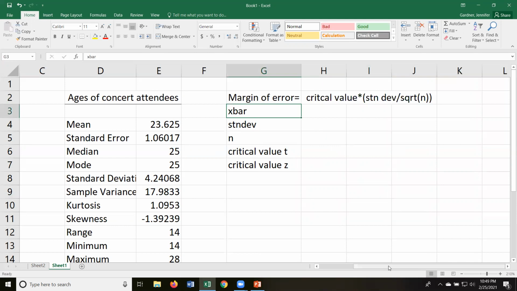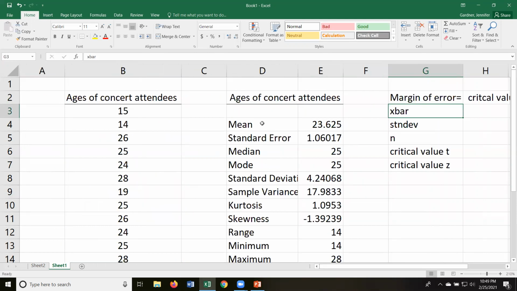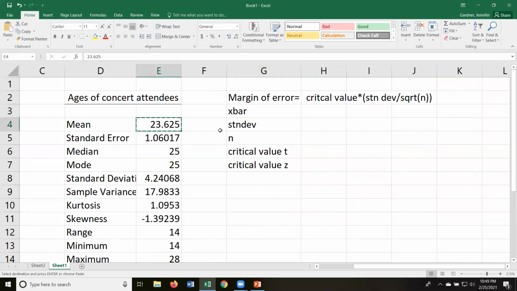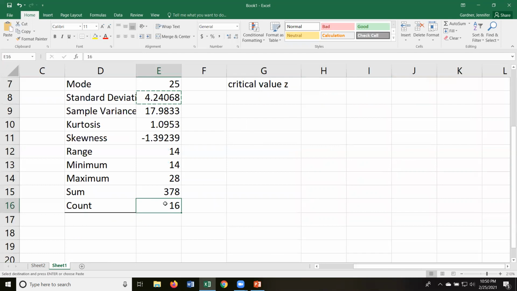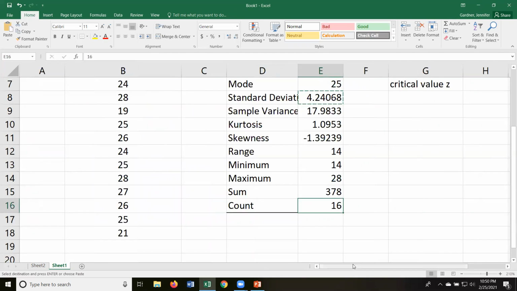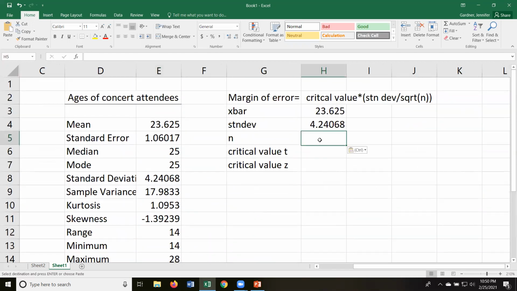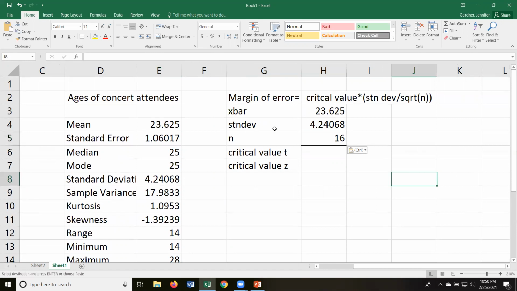X bar is the sample mean. Well, this was the sample, and this is the mean that came from the sample. So this is, in fact, X bar. So I'm just going to copy and paste. Control C, Control V. Control C like cat, Control V like violin. Standard deviation is right here. Control C, Control V. And n is all the way down here at count. There were 16 numbers in this column, 16 values. That is my n. I'm going to paste there, and I have copied and pasted all 3 values that I needed.